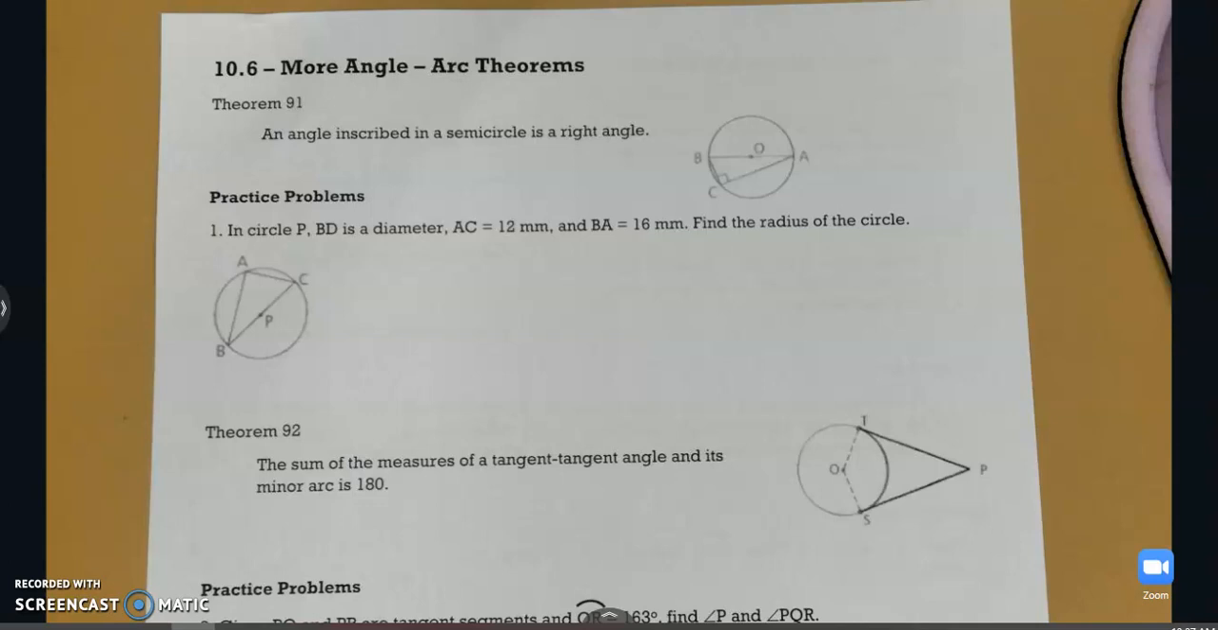We're back with another section of circles, 10.6. This is more angle arc theorem. So we're going to take some of the stuff we learned in 10.5 and expand on it a bit. The first thing that we are going to address is Theorem 91, which is that an angle inscribed in a semicircle is a right angle.